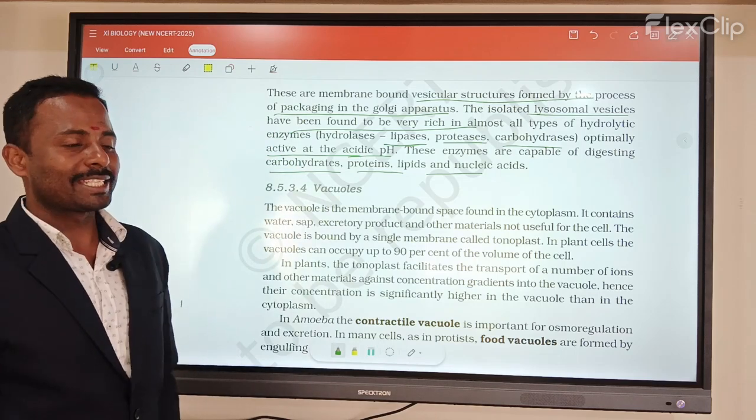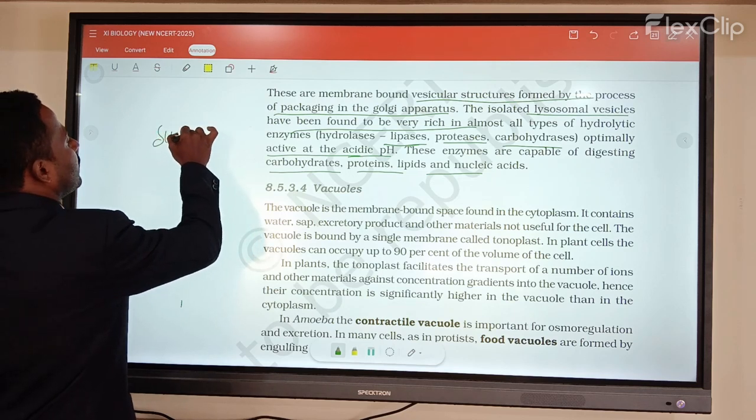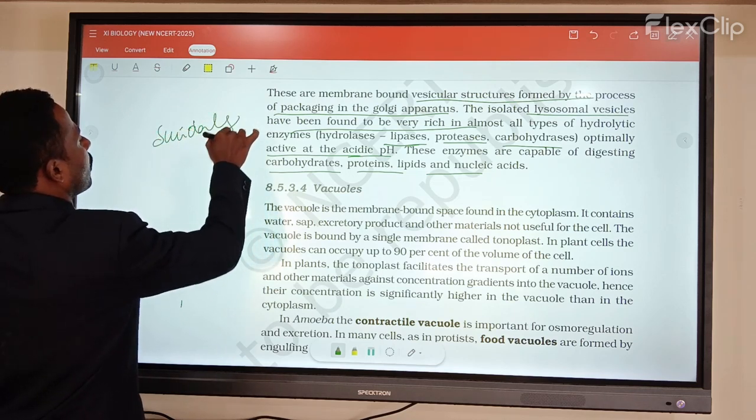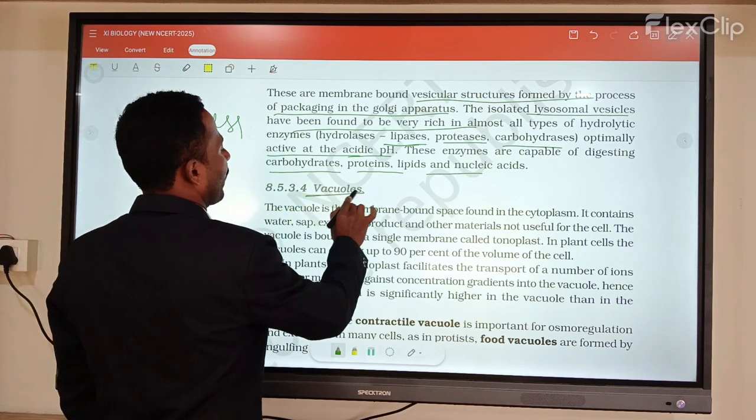So these are called suicidal bags. Here the lysosomes are called what? Suicidal bags. Now to discuss the vacuole.